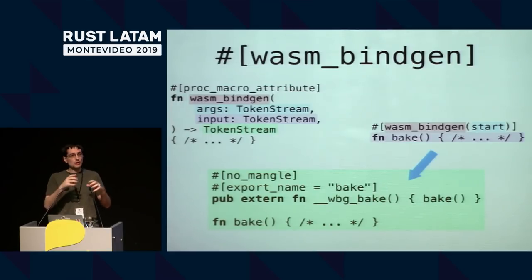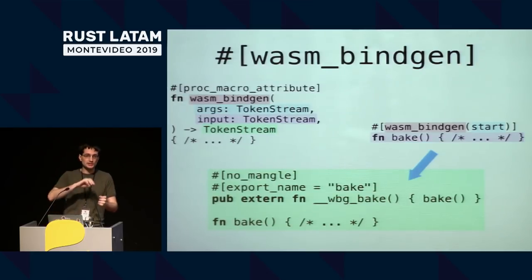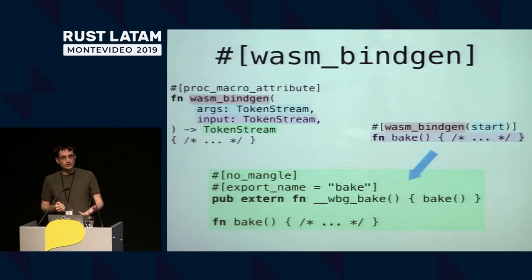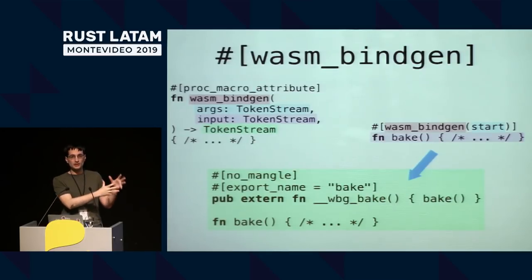And so here, args is just going to be start and nothing else. And if you don't have to provide the parentheses, it'll just be an empty token stream. The input itself is the item with which you are annotating, so it's this entire function bake and all the contents inside there. Now, the output is going to replace the invocation. So kind of like with function-like macros, if we want the bake function to persist, we've got to make sure to put it in the output as well. So we not only have our generated goop, but we also have the bake function serialized straight into the output.